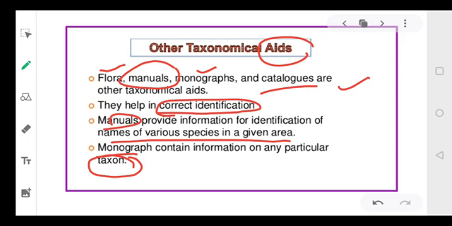So far we have talked about the herbarium, zoological parks and botanical gardens. They are beautiful. Then we have talked about monographs, flora, catalogs and keys. The keys are very, very important, dear students.